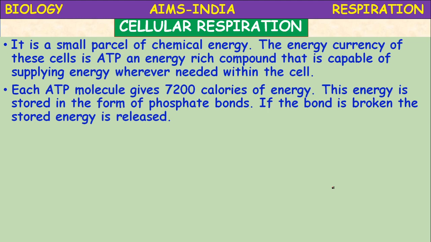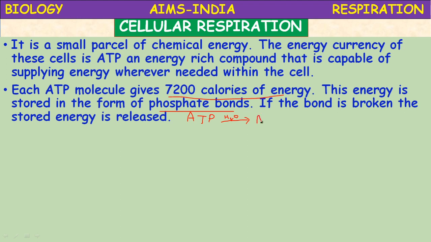Each ATP molecule gives 7200 calories of energy. This energy is stored in the form of phosphate bonds. If the bond is broken, the stored energy is released. Like this, ATP will get hydrolyzed in the presence of water. Whenever energy is required, it breaks in the presence of water.